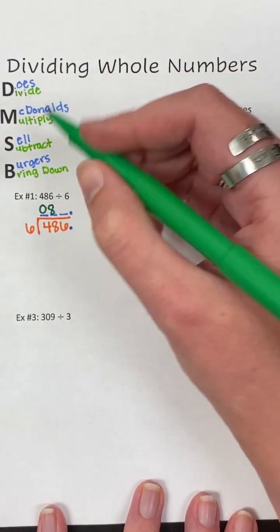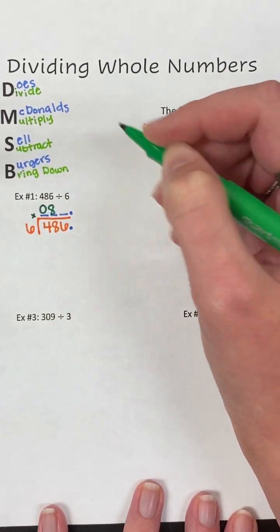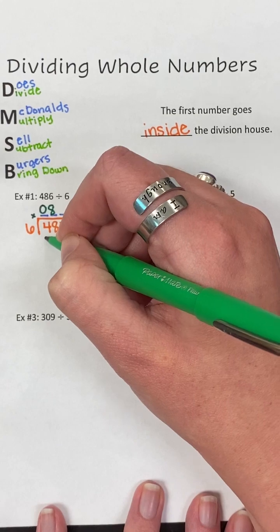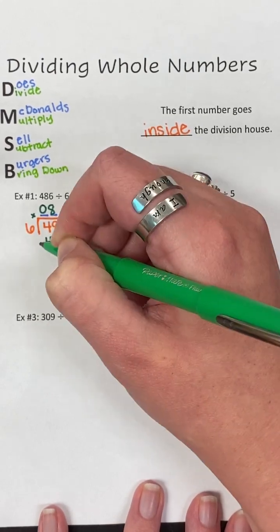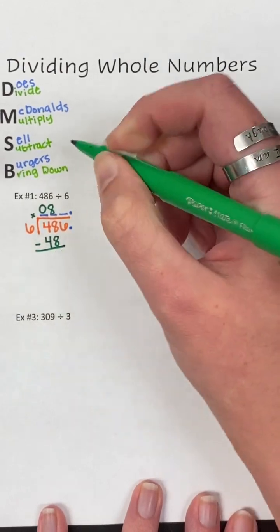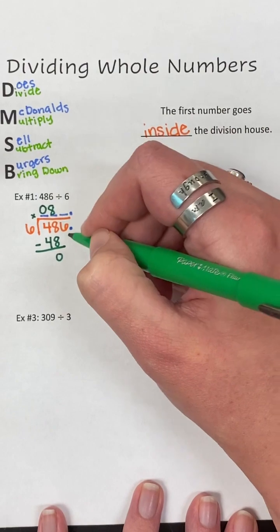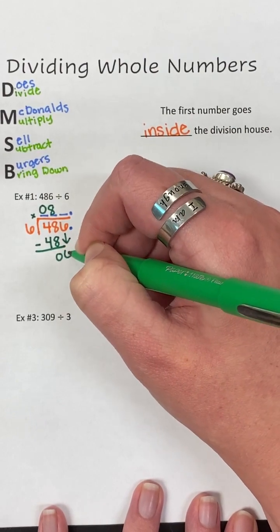My next step is to multiply. Now I take 8 times 6, and if you want to put a multiplication sign there, you can. 8 times 6 is 48. My next step is to subtract. So 48 minus 48 is 0. And my next step is to bring down 6.